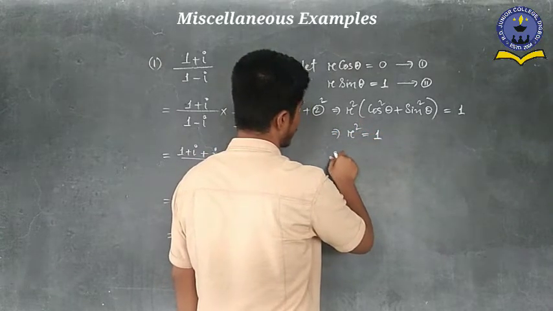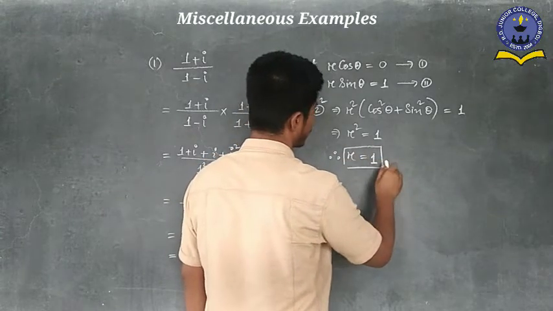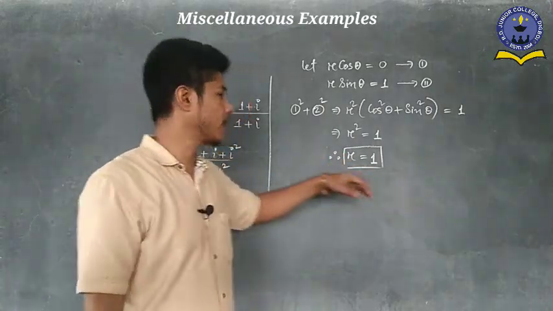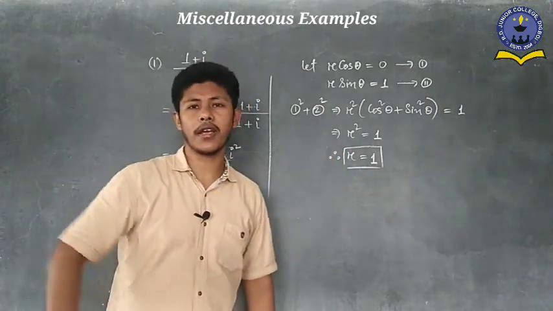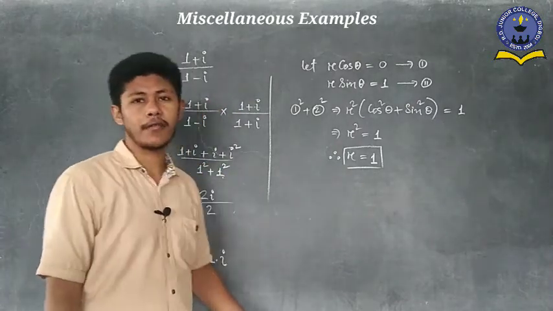If we take the square root, then r equals 1. Actually we get 2 results, plus minus 1. Since modulus is always positive, negative is not possible. So simply we write r equals 1 here. Is it clear? In this way we can find the value of r.